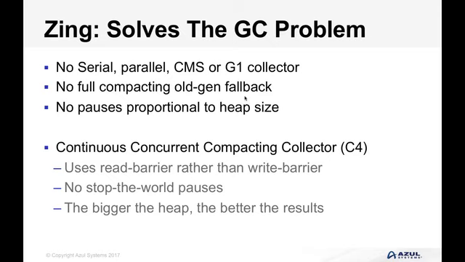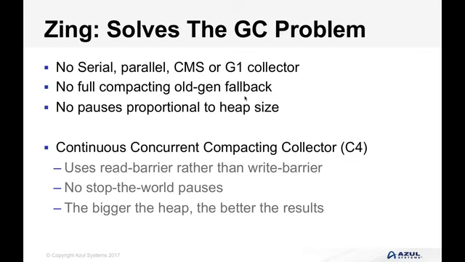So how does Zing do things differently? Well, Zing is designed to solve the garbage collecting problem. What we don't do is follow any of the ways that people have used before. So we have no serial collector, there's no parallel collector, there's no CMS collector, there's no G1 collector. We have a collector that's called C4, the Continuous Concurrent Compacting Collector. And the most important thing about that is that the design of that does not have a situation where it says, I can't keep up with the rate of allocation, I will fall back to a full compacting collection. We simply don't do it. So you will not see these significant pauses associated with the size of the heap space.